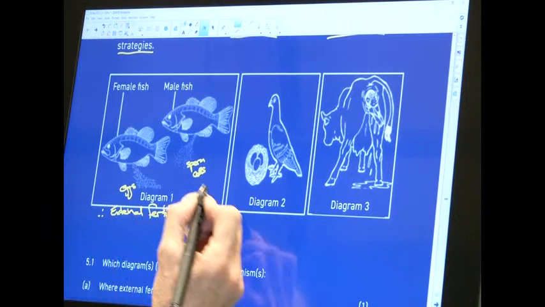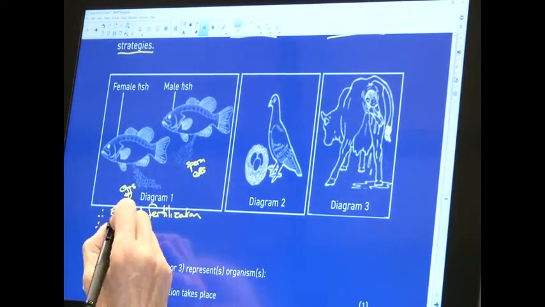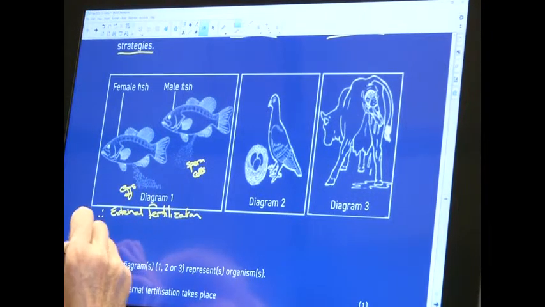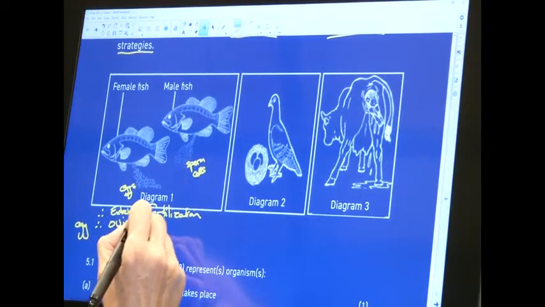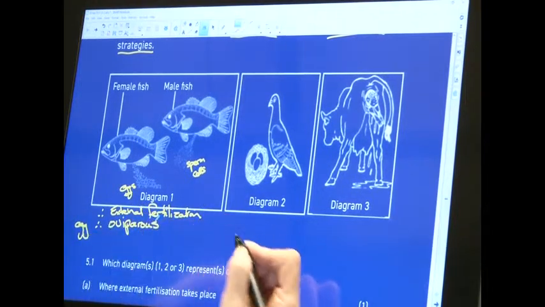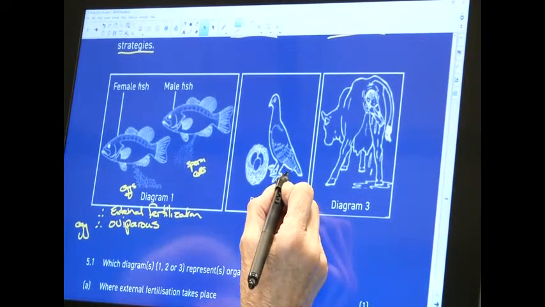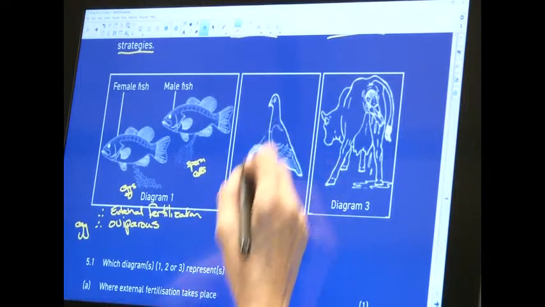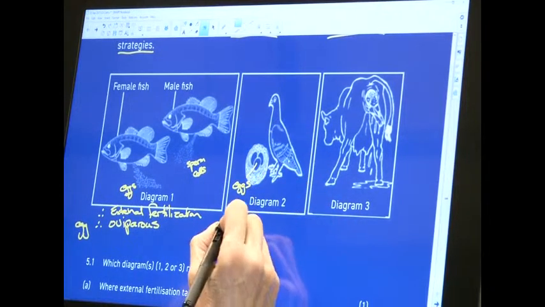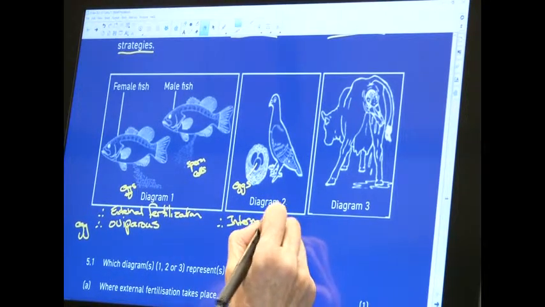Number one. And number two, the female is laying eggs, and therefore it is oviparous. Then this little guy here is clearly a bird, and we can see eggs in the nest. Fertilization here for birds is always internal fertilization.